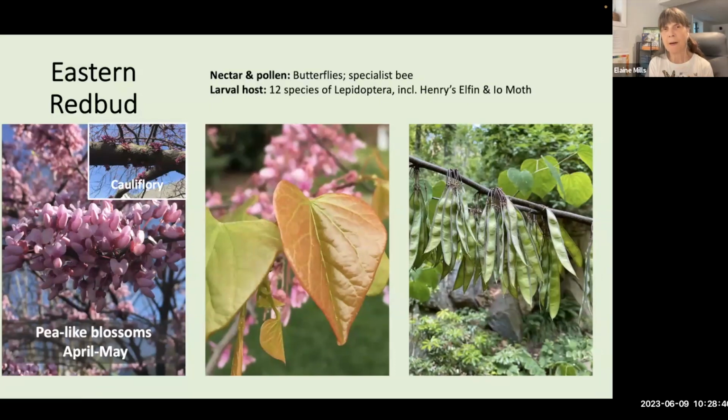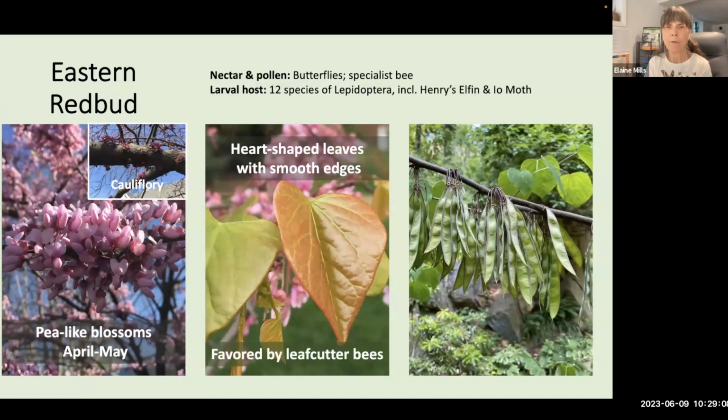That means that the buds can actually emerge directly from branches or the trunks of the tree. These particular blossoms are going to be very attractive as an early nectar and pollen source for butterflies and a specialist bee. Eastern redbud has heart-shaped leaves with smooth edges, and these provide nourishment for 12 species of Lepidoptera, including Henry's elfin and the Io moth. And they are also favored by leafcutter bees for their nest building.